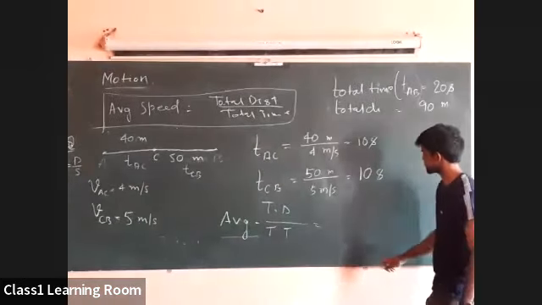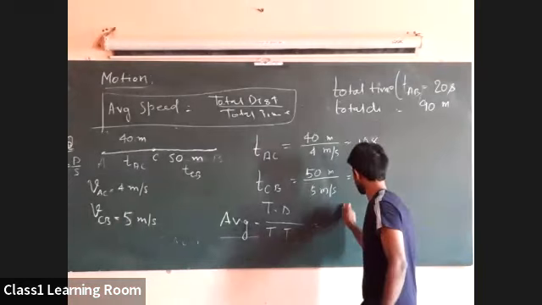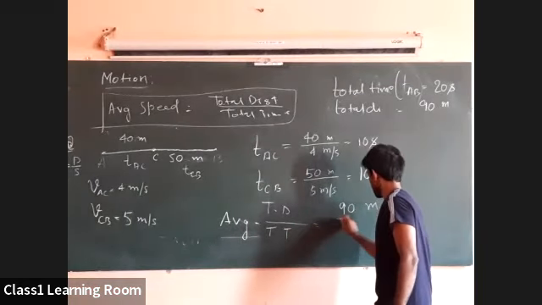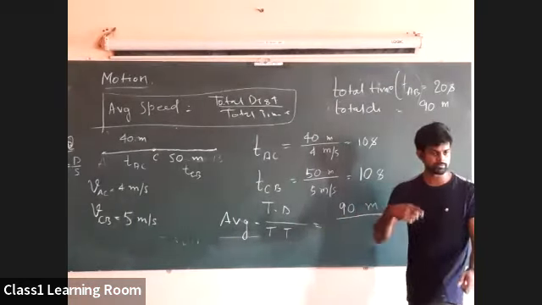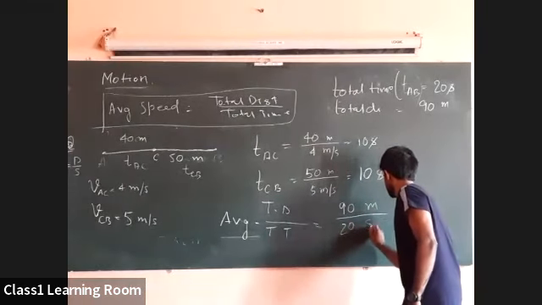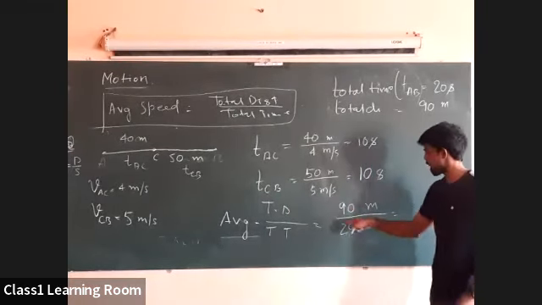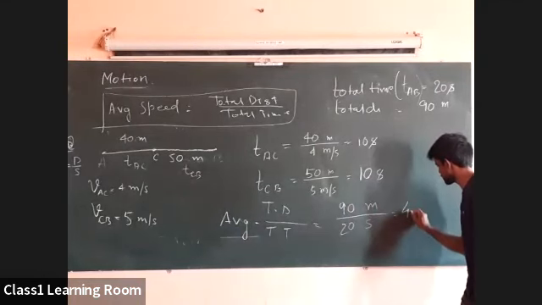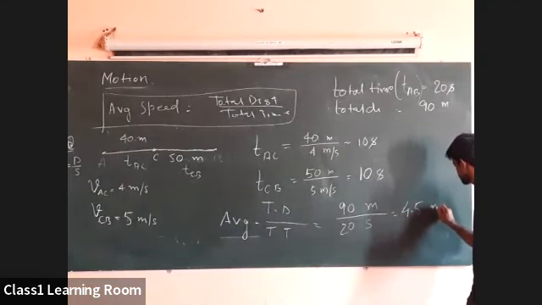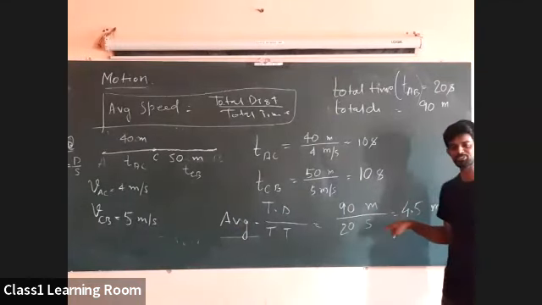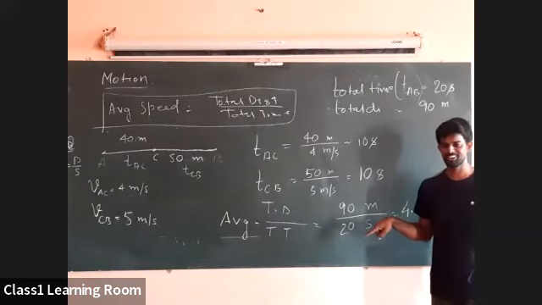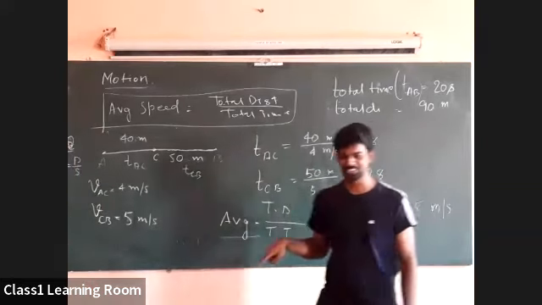How much is the total distance? 90 meter. How much is the total time? 20 seconds. Right? What is this? 9 by 2, that is 4.5 meter per second. How many of you have got this? Honestly tell me. All. Show me.